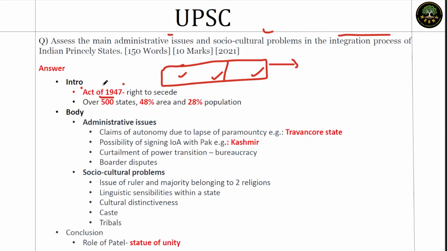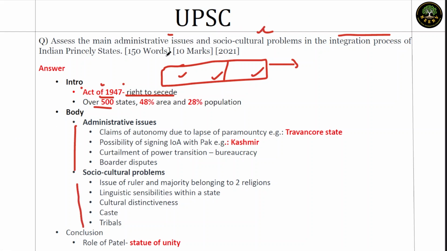So we'll start with the India Independence Act 1947 itself and the right to succeed there. We'll give the actual scenario with data. So over 500 princely states were there at that time, which covers 48% of the area and 28% of the population. In the body part, we'll divide it along administrative issues as well as socio-cultural problems as given in the question.